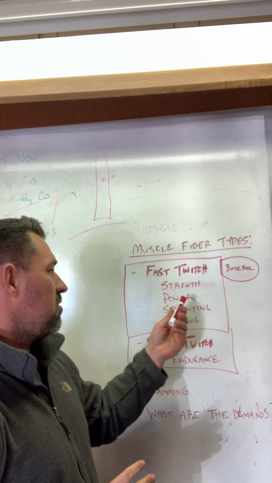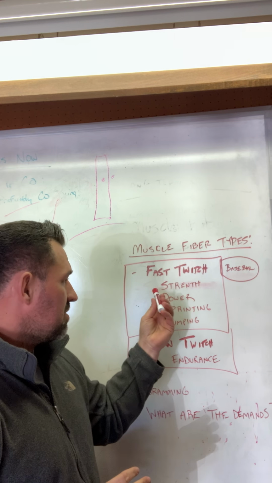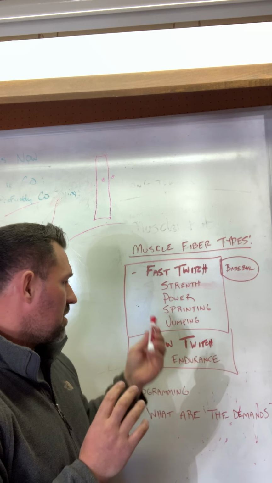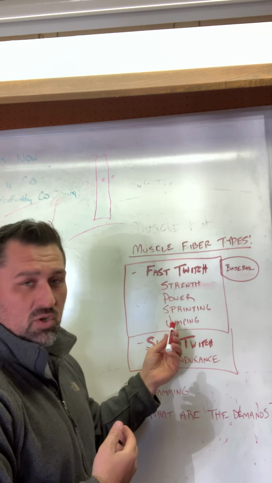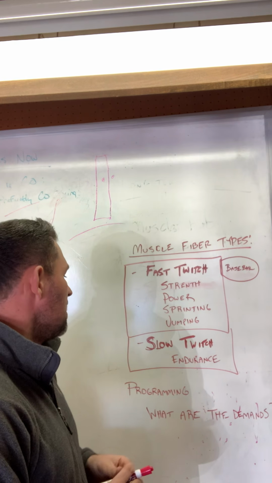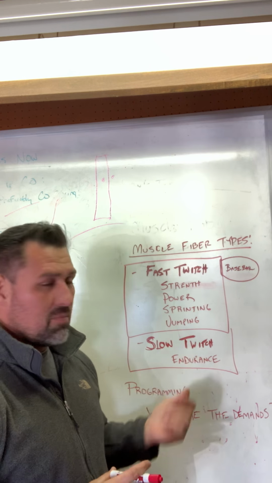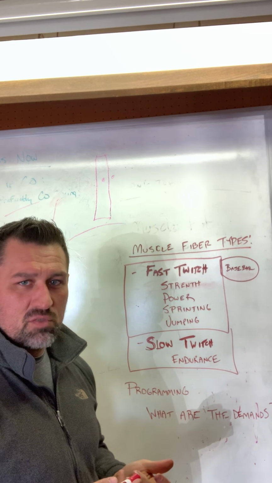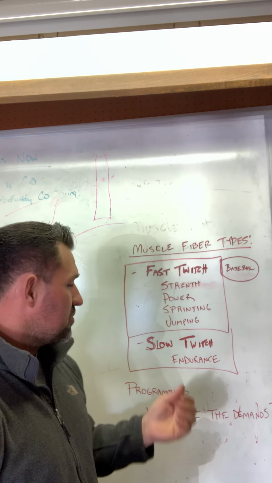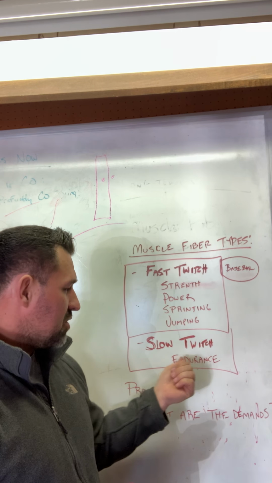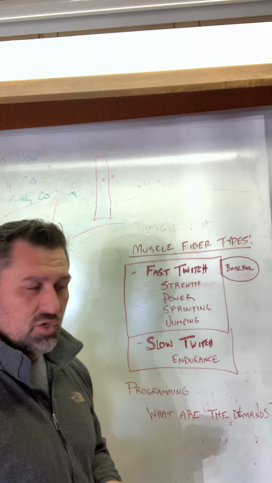Fast twitch muscle fiber is primarily the muscle fibers that mostly require strength, power, sprinting motions, explosive motions, jumping, those kind of things. Slow twitch are the type of muscle fibers that are really just endurance-based things. You know, think of a slow run or even a walk or a hike. Those are going to be the muscles that you're going to be using for those type of activities, mainly endurance, okay?